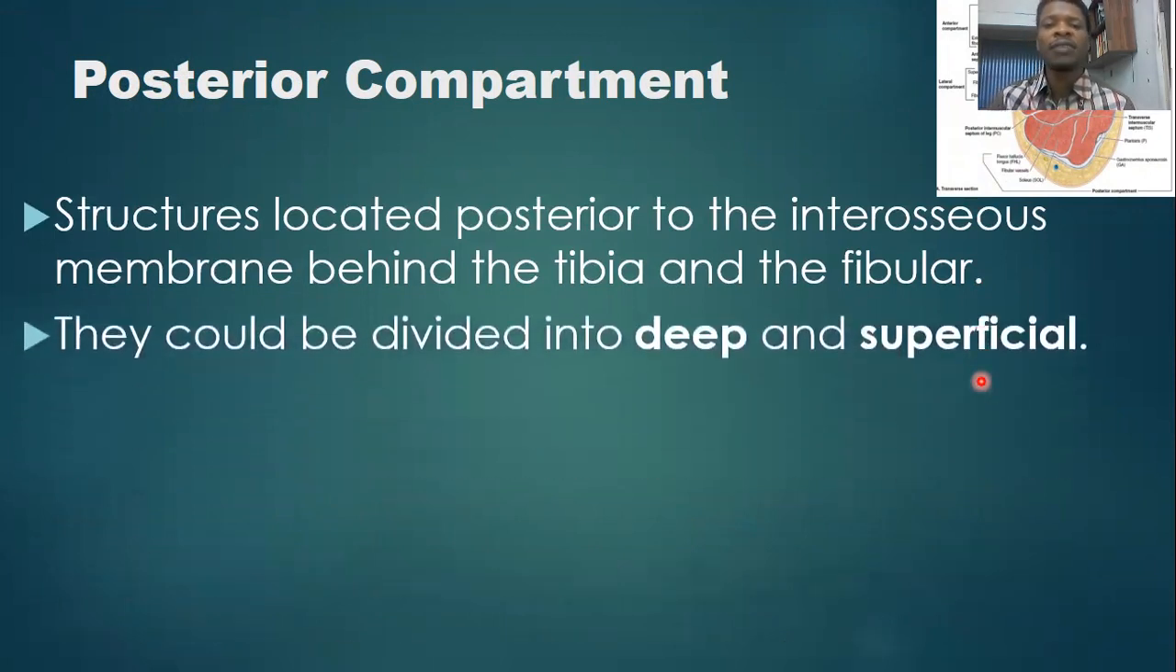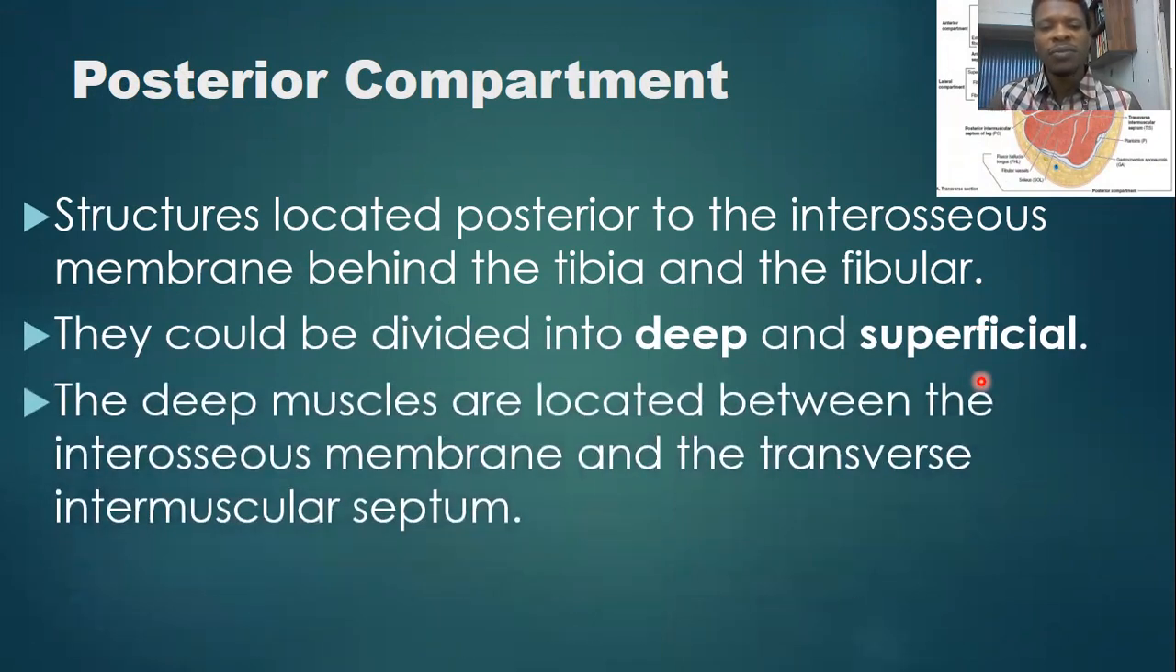They are divided into deep and superficial muscles, and they are divided by the interosseous membrane and the transverse intermuscular septum. Between the interosseous membrane and the transverse intermuscular septum, we have the deep muscles. Posterior to this transverse intermuscular septum are the superficial muscles of the leg. So let's move on.